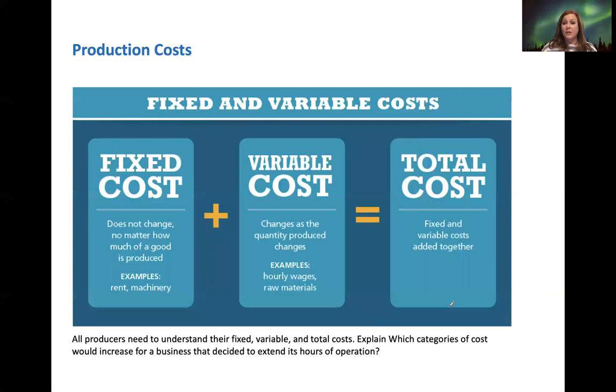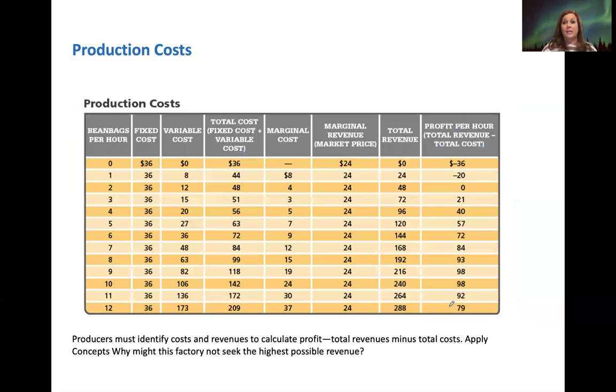Fixed cost plus variable cost equal your total cost, and you want your total cost to be less than your revenue in order to make a profit. If it's greater than your revenue, you're taking a loss.